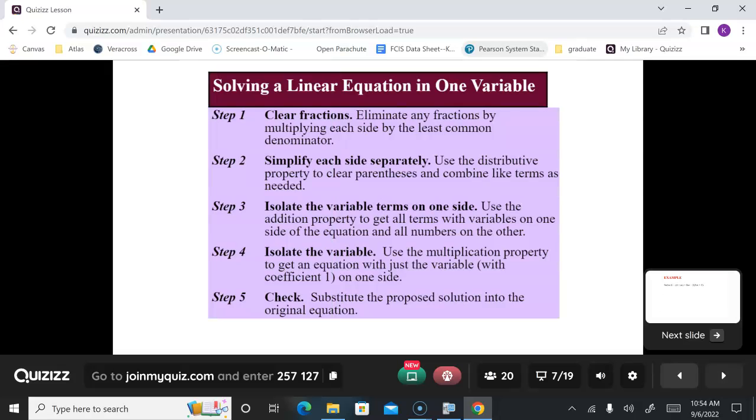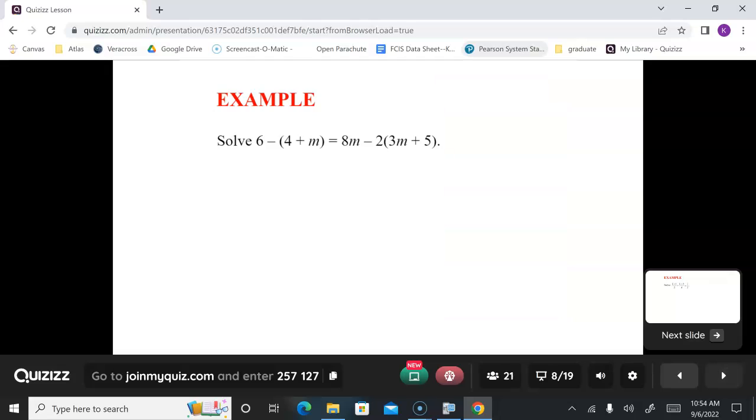So again, these are the steps we went through. The only thing we didn't have was that step 1, which was clear the fractions. It was simplify each side separately. Isolate the variable using our additive and multiplication properties. And then again, we talked about you can check your solution by plugging it into your original equation. The only thing that's different is we have this new step that we'll see in a couple examples, clear fractions. And we're going to eliminate fractions by multiplying by the least common denominator. So we're going to have to remember that step in a minute. We're going to multiply by the least common denominator.